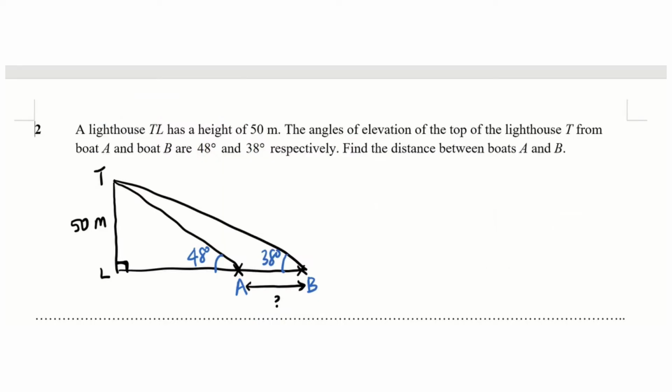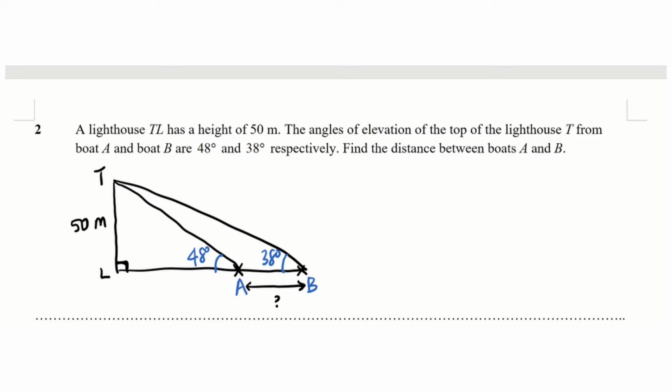Let's take a look at question 2, where we have a lighthouse TL that has a height of 50 meters. The angle of elevation of the top of the lighthouse T from boat A is 48 degrees, and from boat B is 38 degrees respectively. You want to find the distance between boats A and B. I've drawn out the diagram already, and the diagram is also provided in the question itself.